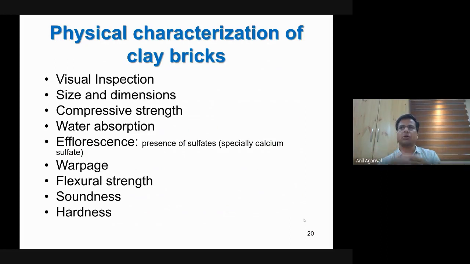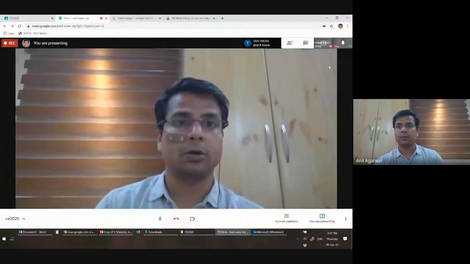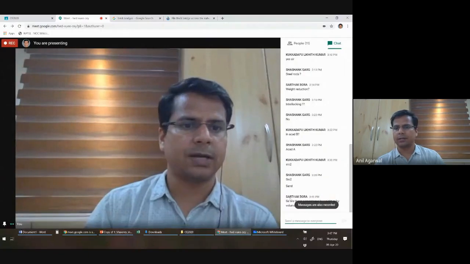Okay, and based on all these properties, we need to characterize these bricks. In the next class, we will talk about the ways to characterize and classify these bricks, and what mechanical properties these bricks need to have, and then based on those mechanical properties, we can classify them. All right, so I think we can stop here today. Let me see if there are any other questions.